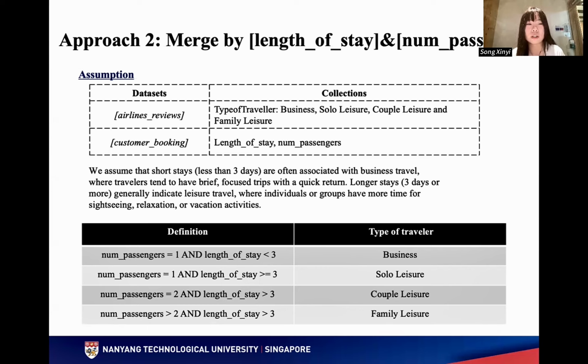We have to make the assumption that short stays, like less than 3 days, are often associated with business travel, where travelers tend to have brief focused trips with a quick return, while longer stays, of 3 days or more, generally indicate leisure travel, where individuals or groups have more time for sightseeing, relaxation, or vacation activities.